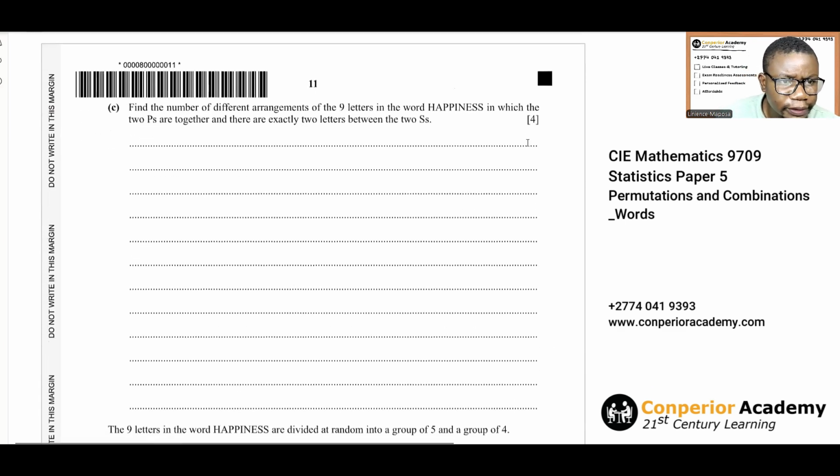Okay, moving on to the next question. It says, find the number of different arrangements of the 9 letters in the word happiness in which the 2 P's are together and there are exactly 2 letters between the 2 S's.